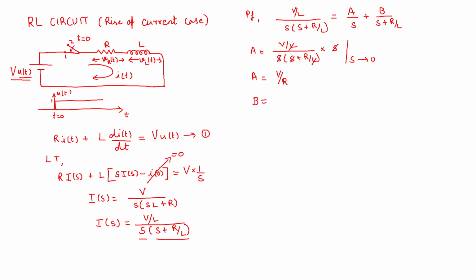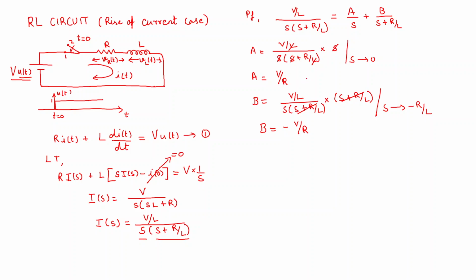Similarly, B is also got by the given function, that is V by L divided by S into S plus R by L, into the denominator function of the B, that is into S plus R by L. And you get the S value by equating the denominator to 0, that is S is equal to minus R by L. So here these two functions get cancelled, and when you substitute S is equal to minus R by L here, L will get cancelled and you will get B to be minus V by R.